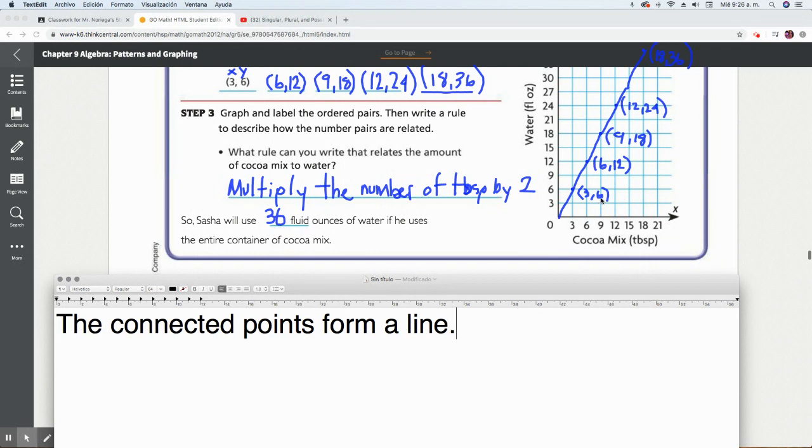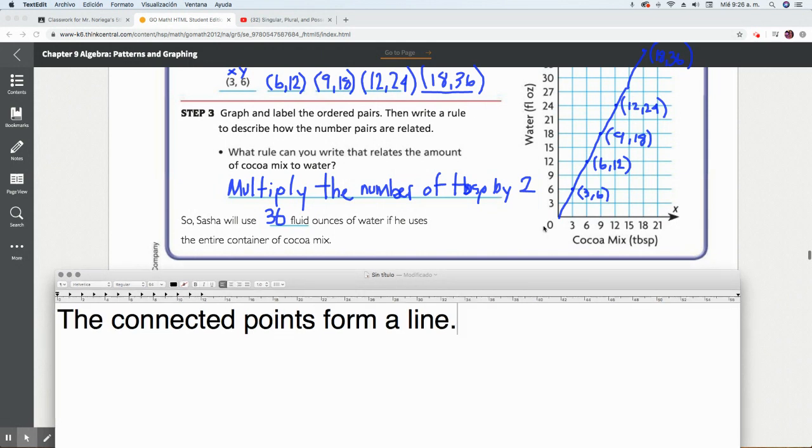Okay, so 6 times 2 equals 12, 3 times 2 equals 6, 6 times 2 equals 12, 9 times 2 equals 18, 12 times 2 equals 24, 18 times 2 equals 36. Okay, so the y-axis is always 2 times greater than the x-axis.